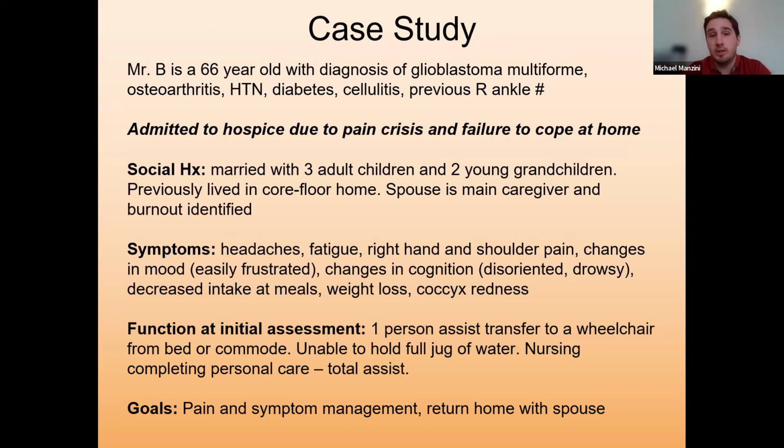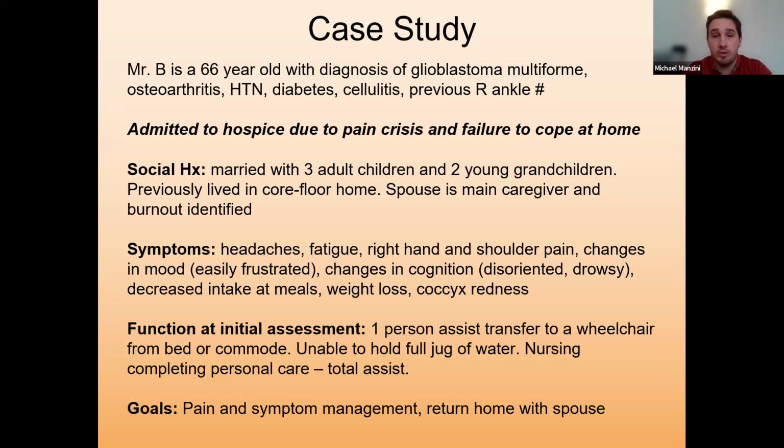A couple other key details: he's married, he has 3 adult children and 2 young grandkids. He previously lived in a core floor home where his spouse is the main caregiver, and burnout has been identified. Key symptoms he reports are headaches, fatigue, right hand and shoulder pain, and changes in mood.